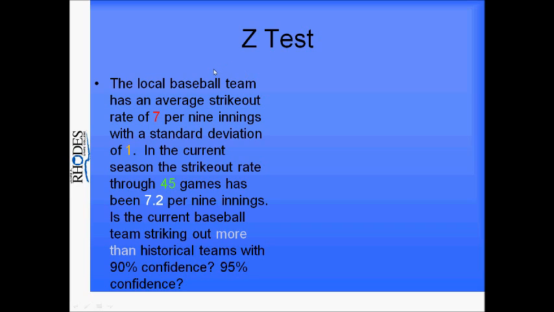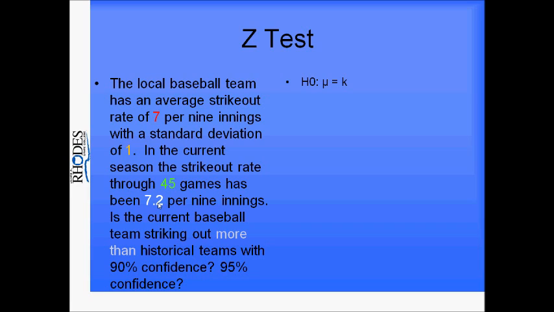Basically, for a z-test, I've highlighted in here the numbers that we need to know, right? Like the 7 strikeouts per 9 innings. That's what it's been over the last few years with that standard deviation of 1. And then through the first few games of the season, they're striking out a little bit more, 7.2.